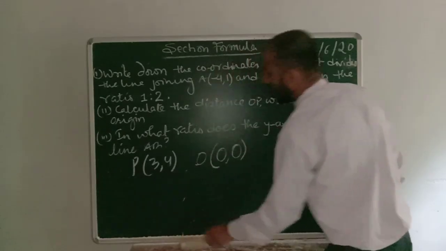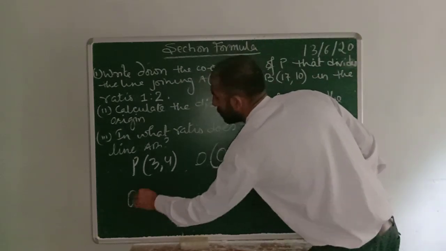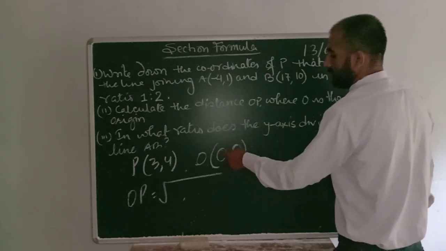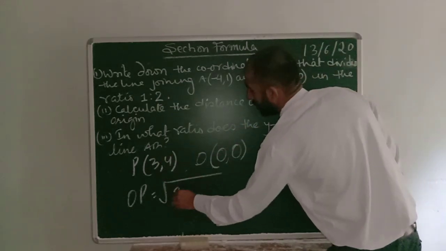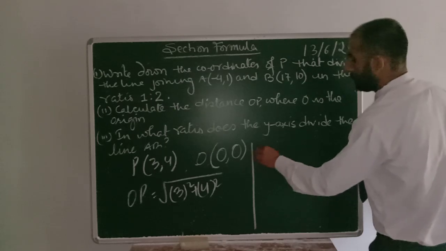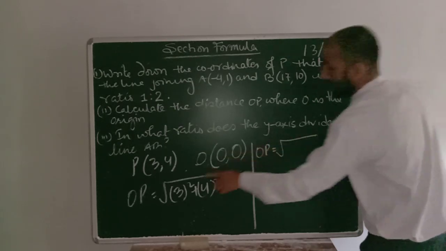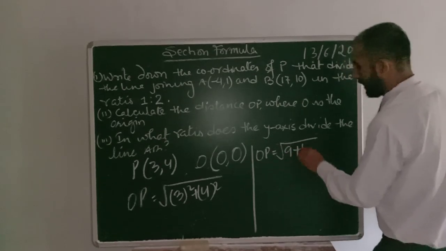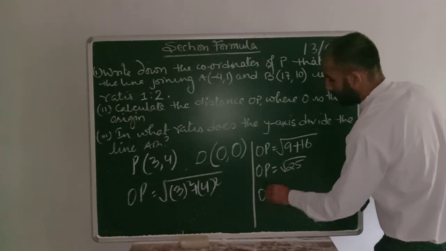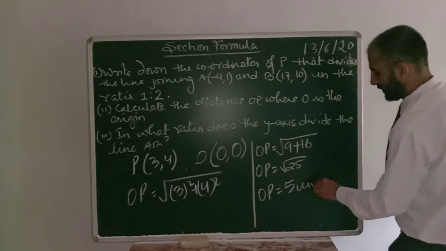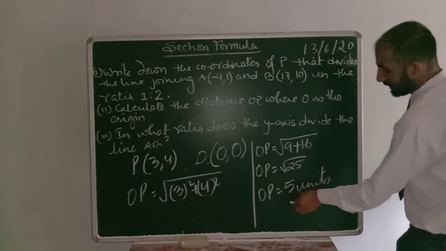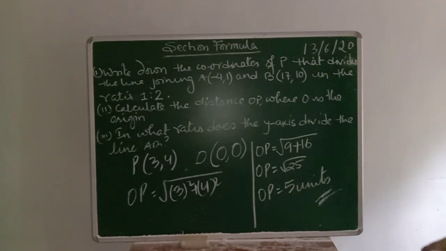Okay, so it's easy to do. We know the distance formula. So OP equals root over, whenever it comes to origin, that is 0, 0, so simply 3 square plus 4 square. OP equals root over 3 square means 9 plus 4 square means 16. That means OP equals root over 25. That means OP equals 5 units. See, calculate the distance OP where O is the origin. So we got the distance OP as 5 units.